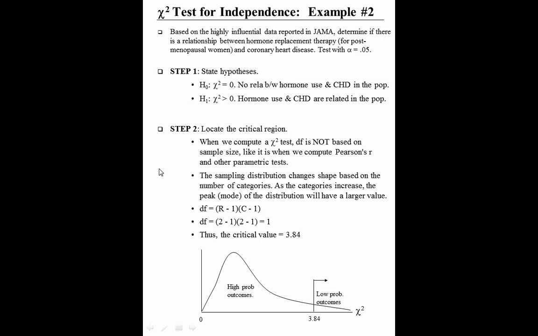They're not ideal. Let's look at the critical region real quickly. We already know that this is going to be a 1 degree of freedom test because we have a 2x2 contingency table. Let's just look at that contingency table really quickly.